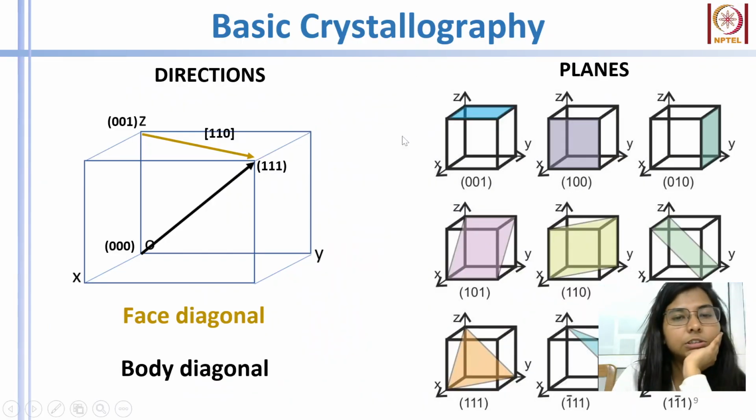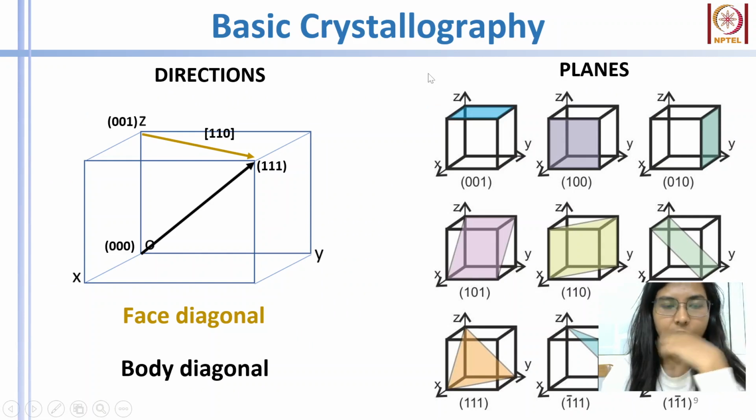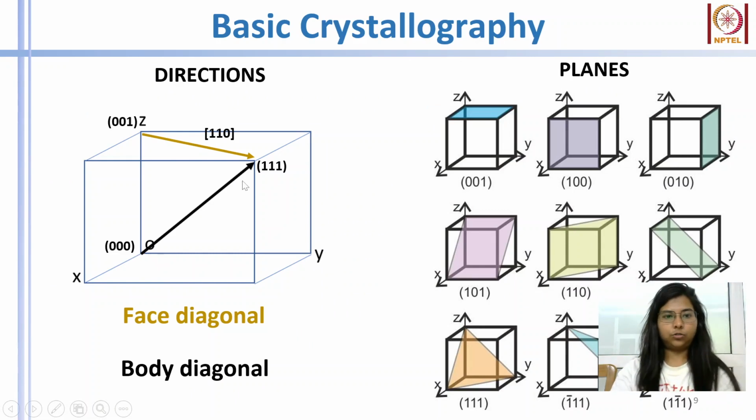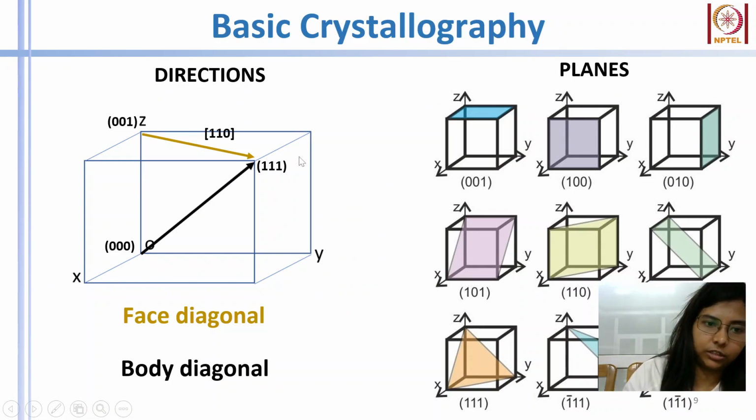So this is about the crystallographic planes. Now we will talk about the directions. So if this is my origin point 0 0 0, what is this coordinate? This is the 1 1 1 coordinate. So this is my 1 1 1 direction.